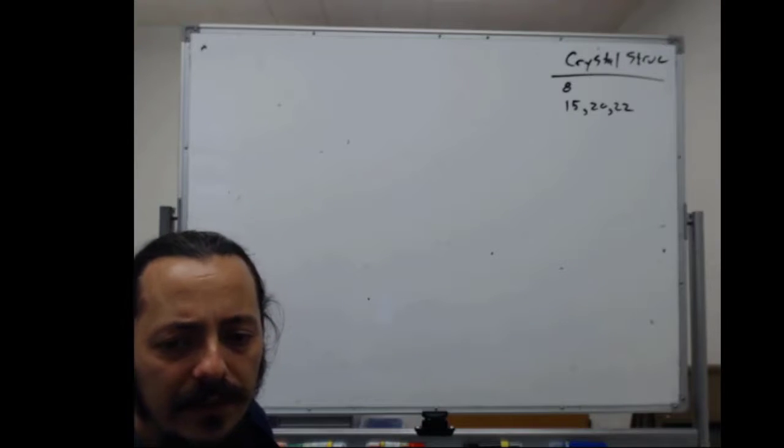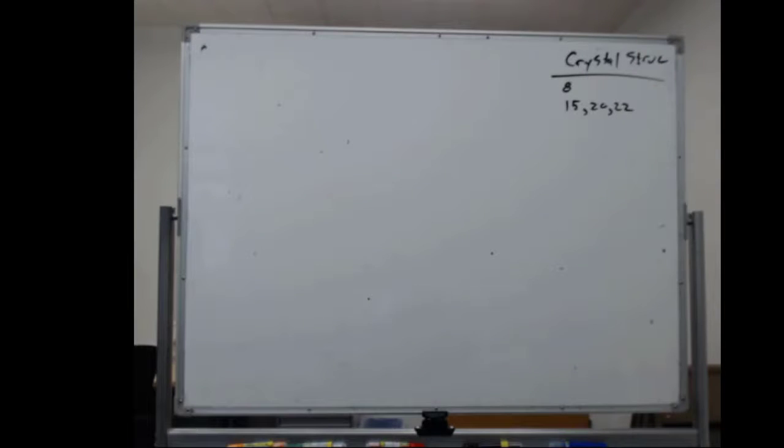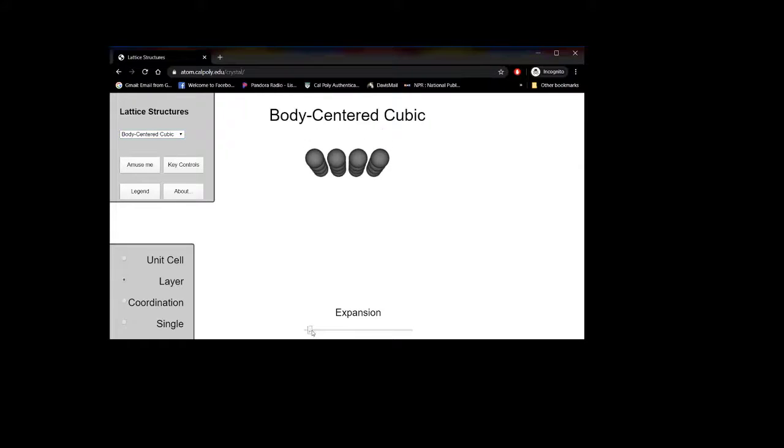In order to look at this, we're going to look at some things on the computer. So let me go ahead and share my screen. We're going to start with number 8. And to understand number 8, we're going to look at this crystal structure simulator, and we're going to look specifically at body-centered cubic. And the thing that's kind of funny about this is the coloration we're looking at here.